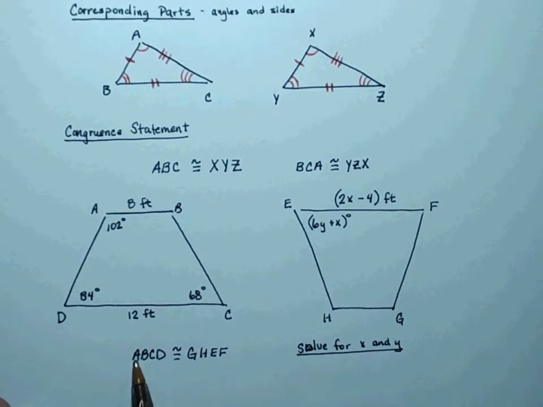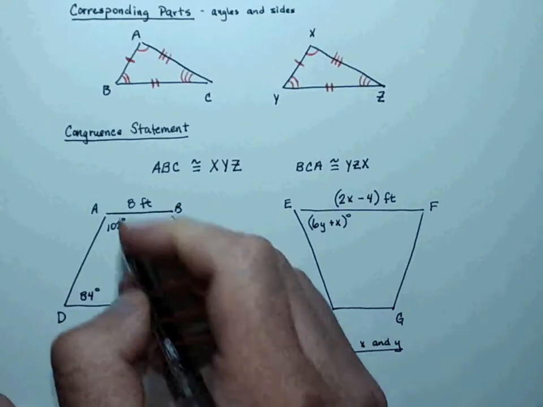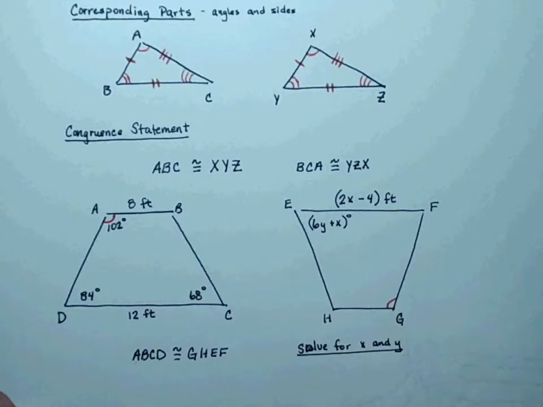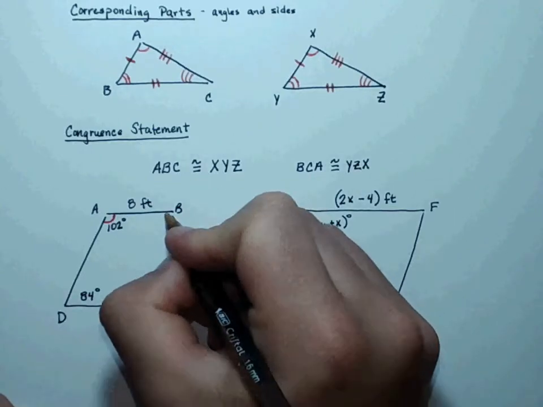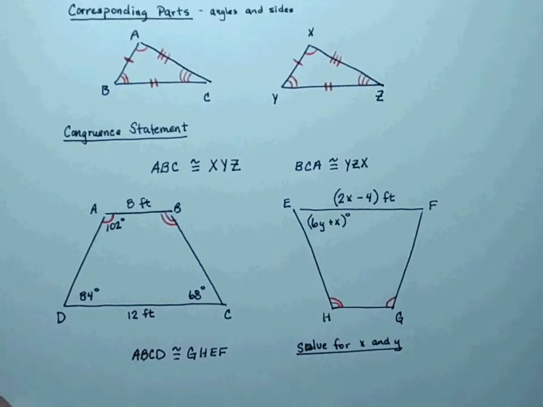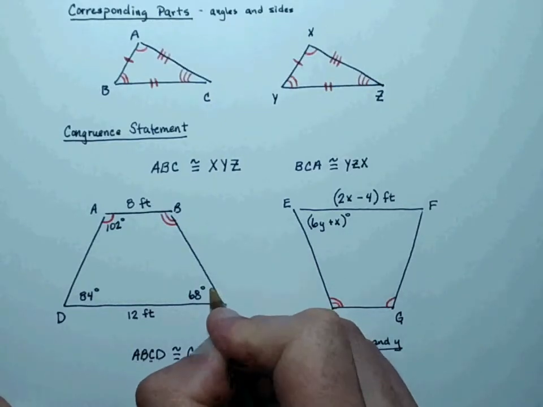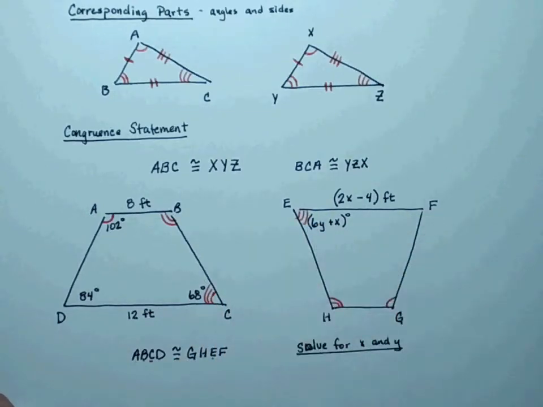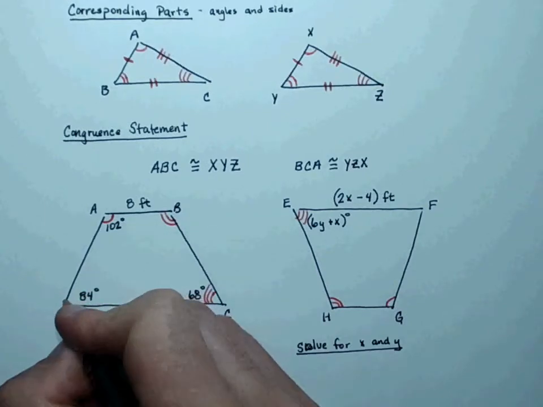So A corresponds to G, so I know that A is congruent to G. I know that B and H are congruent. I know that C and E are congruent. And I know that D and F are congruent.